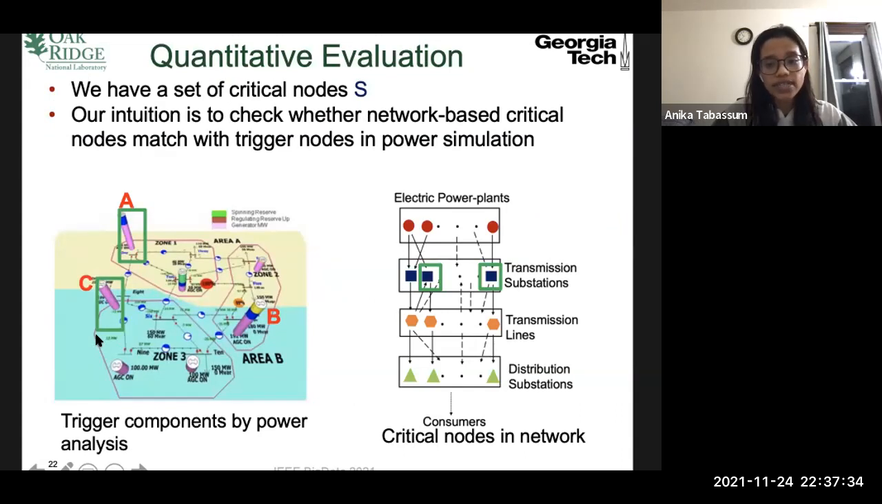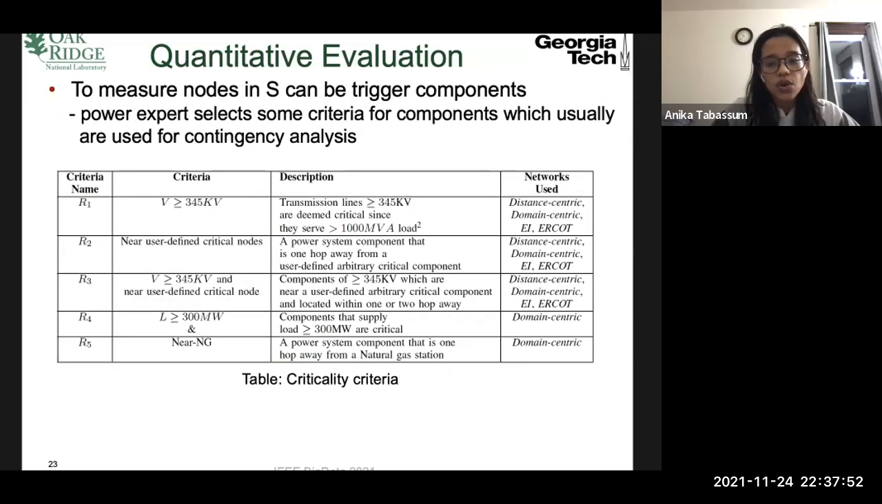So now how can we evaluate the set of critical nodes S? Our main intuition is to check whether network-based critical nodes match with the trigger nodes in the power simulation, which was our main motivation for developing failure model F for the DIHAN model. To measure whether the set of critical nodes can be trigger components, we get some criticality criteria of components based on the attributes that power experts usually check in their contingency analysis. The table shows some of these criticality criteria of trigger components recommended by power experts.